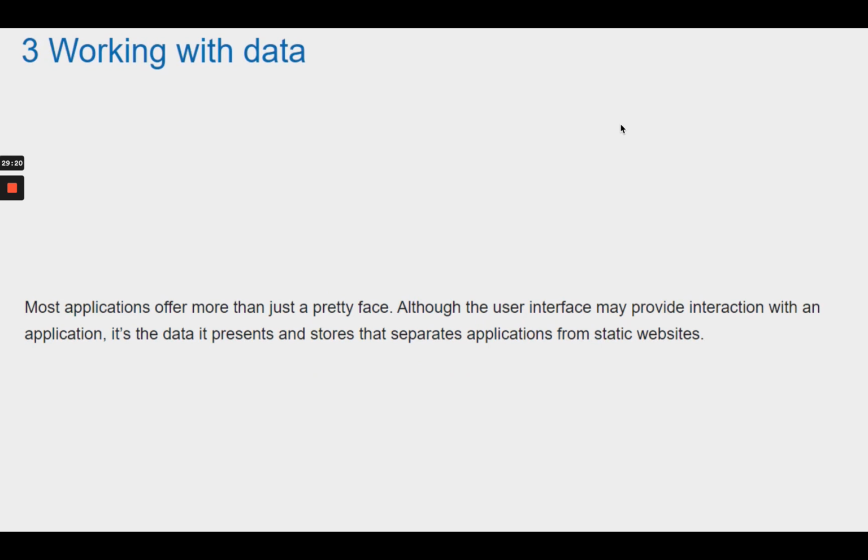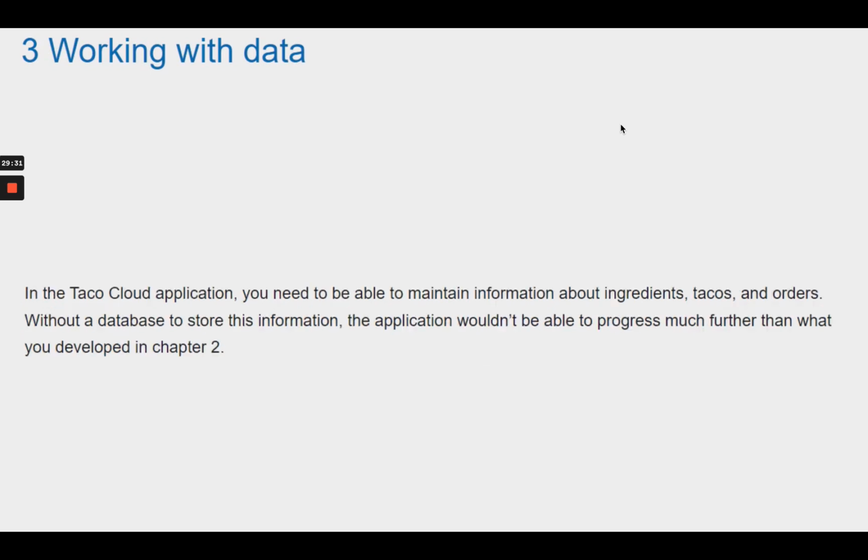Most applications offer more than just a pretty face. Although the user interface may provide interaction with an application, it's the data it presents and stores that separates applications from static websites. In the Taco Cloud application, you need to be able to maintain information about ingredients, tacos, and orders. Without a database to store this information, the application wouldn't be able to progress much further than what you developed in Chapter 2.